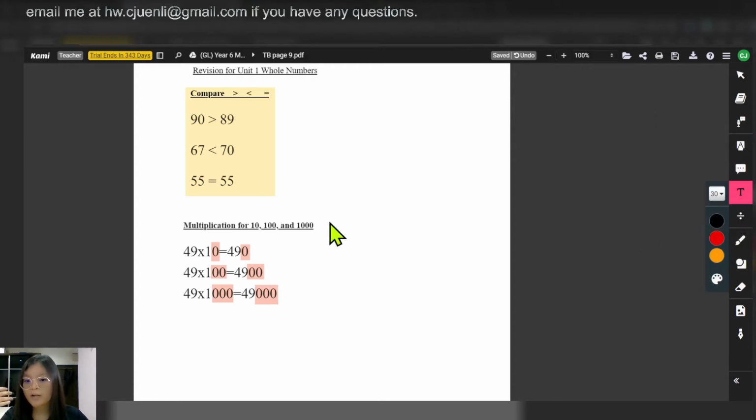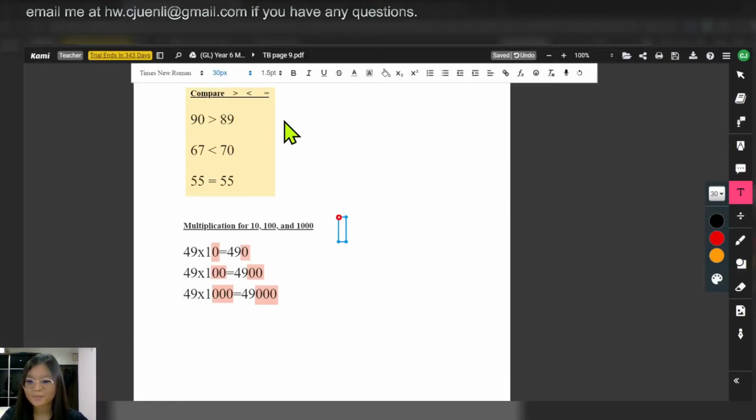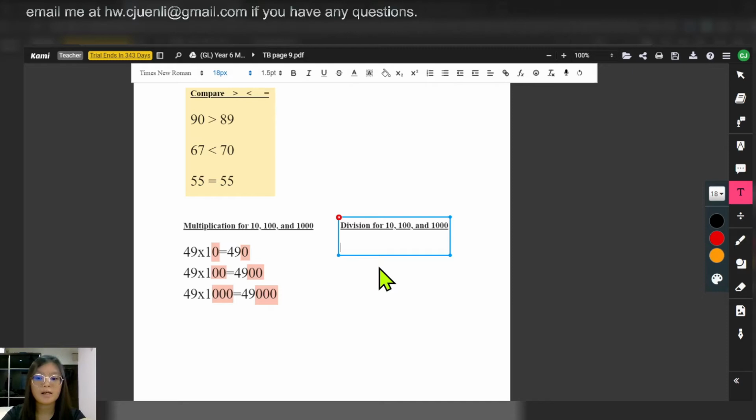So now we're going to look at division and what happens when it's division. So in division itself, let us write a division for 10, 100, and 1000. We have to remember whenever it is multiplication, we add in zeros. Division, just think of it as the other way around. So we're going to take away the zeros, and sometimes when you have decimals, I'll be showing you how. So you have to pay attention for this one.